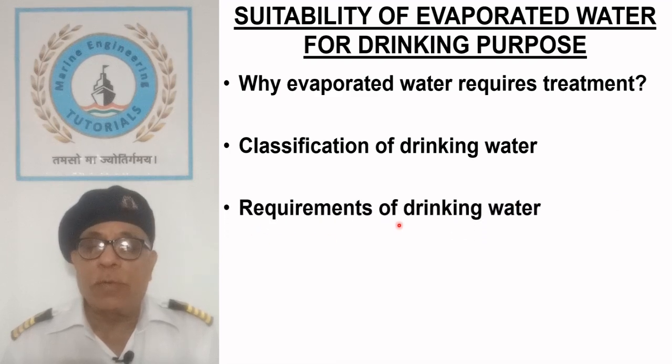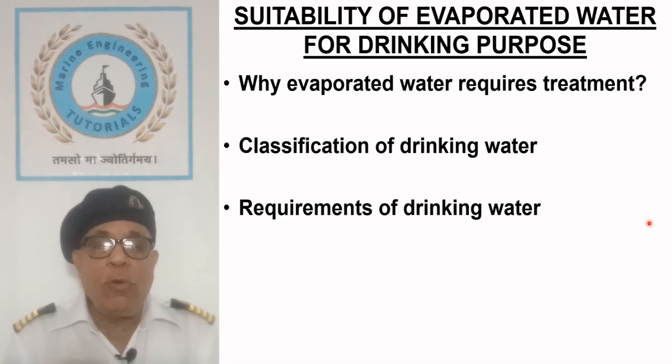Requirements of drinking water. World Health Organization has provided exhaustive guidelines on safe drinking water. On the basis of these guidelines, individual governments have laid down their own standards for drinking water. Bureau of Indian Standards has set specifications for drinking water, IS 10500, which was last revised in 2012.